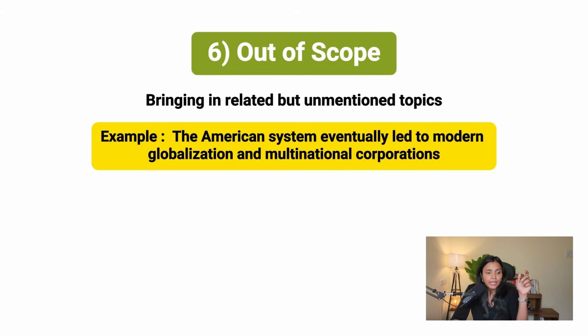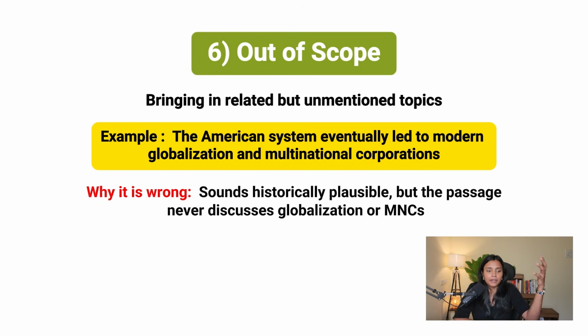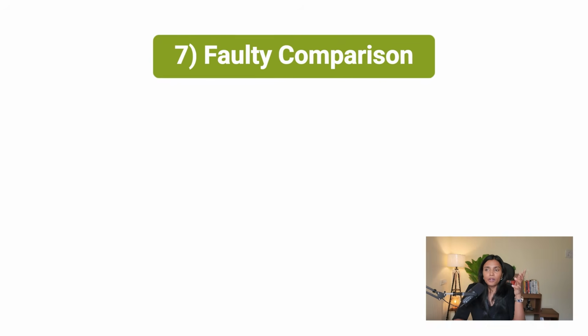For example, the American system eventually led to modern globalization and multinational corporations. Now, this may sound true. Yeah, it could have happened that those systems led to globalization and MNCs, but nowhere in the passage are these topics discussed. The next elimination method is faulty comparison.